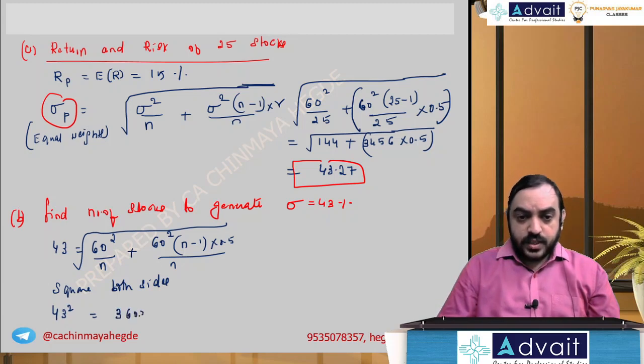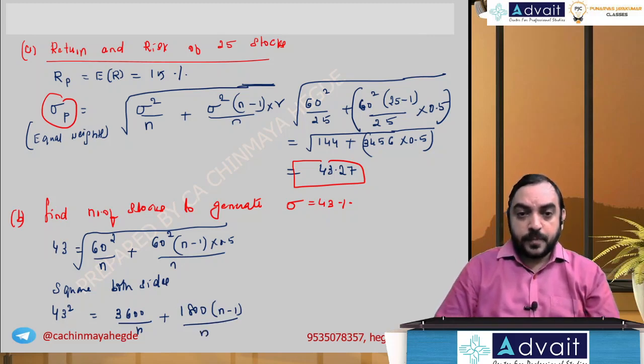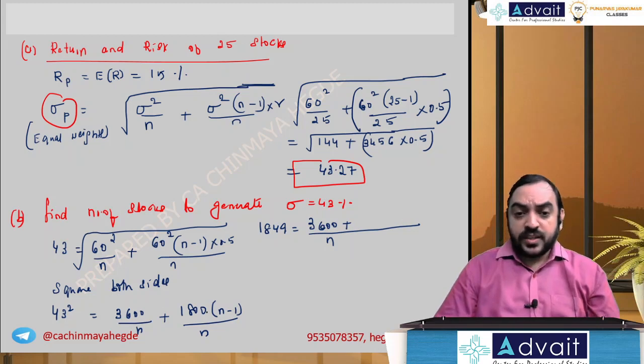equals 3600 divided by n, plus 3600 into 0.5, which is 1800, into (n minus 1) divided by n. So 43 square is 1849 equals, n I can take common. So 3600 plus this; I can open the bracket: 1800 into n, 1800 n minus 1800. n I can cross multiply.